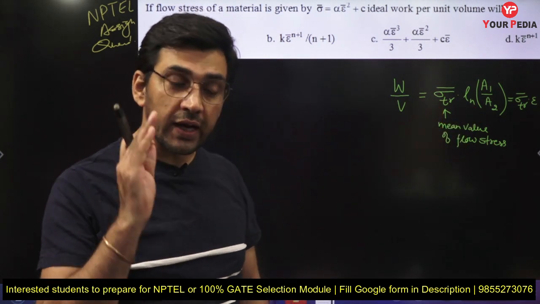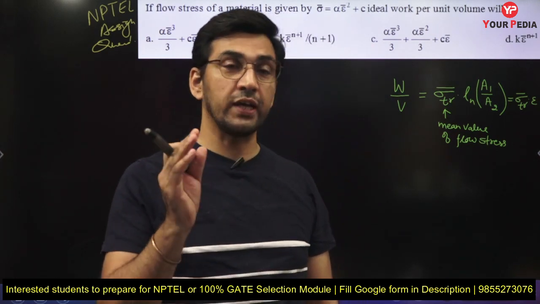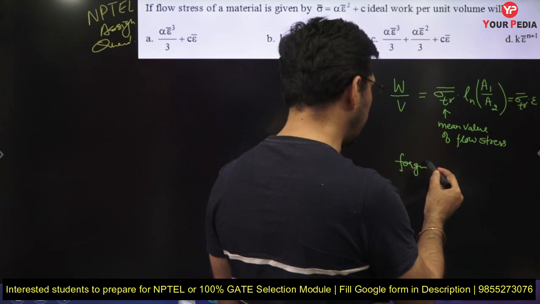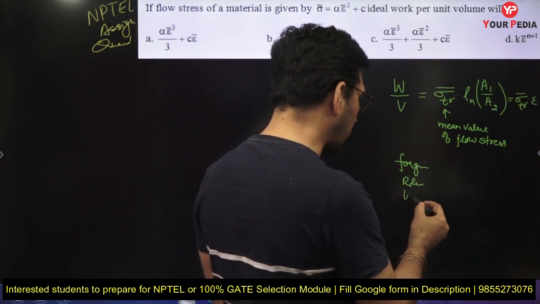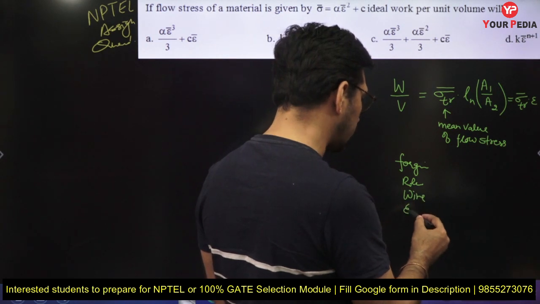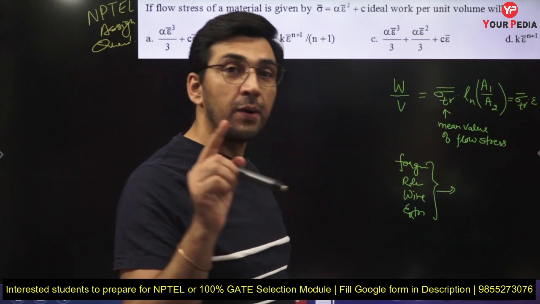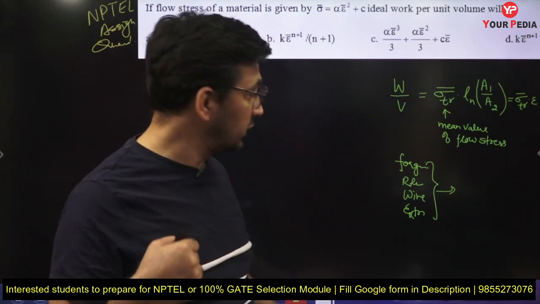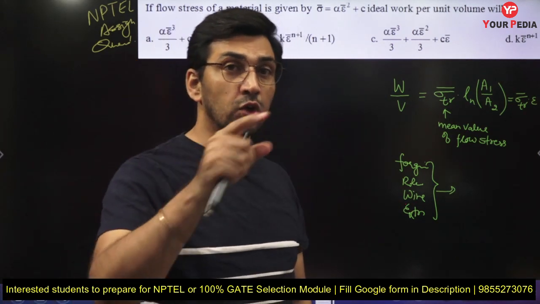Because for any plastic deformation process that you analyze in metal forming, whether you take the case of forging, rolling, wire drawing, or extrusion, in all these processes you compare the work done. Because what we want to do in these processes is estimate the amount of force that you need to apply in order to deform the material.